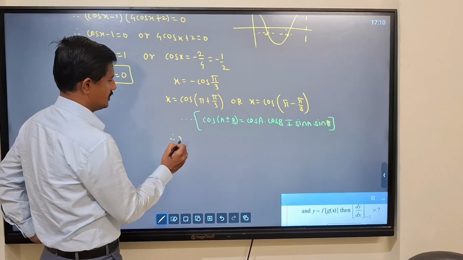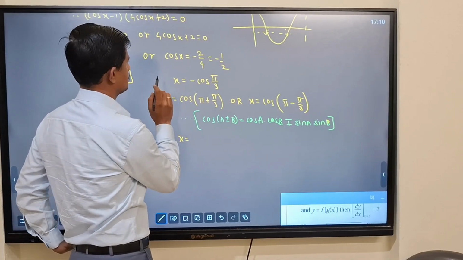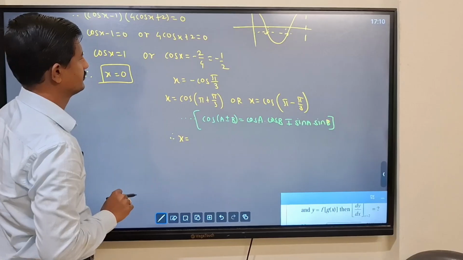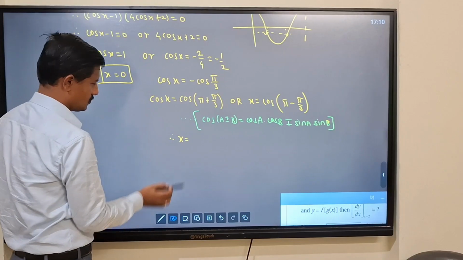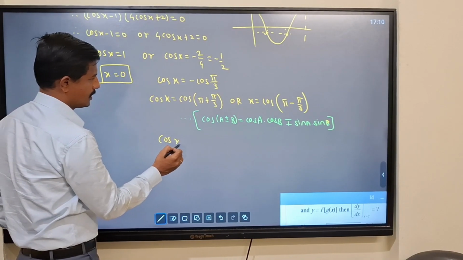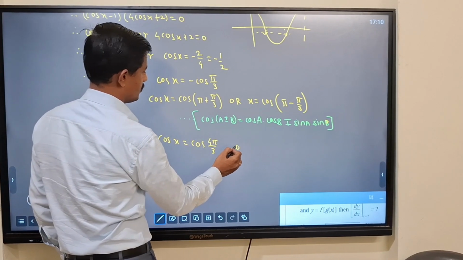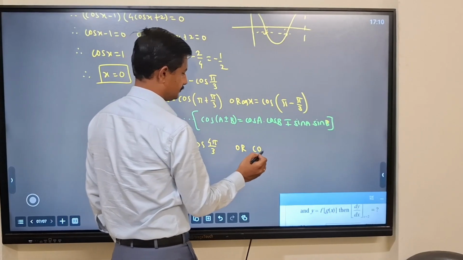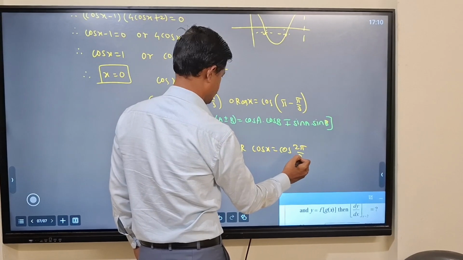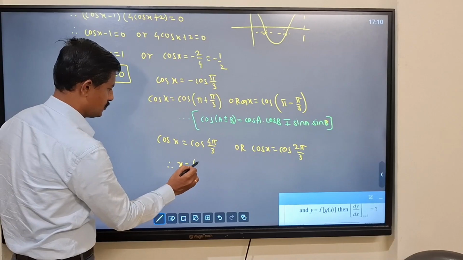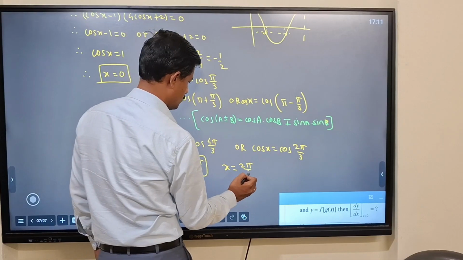Now see, therefore x becomes, simply, cos x equal to, I will write this down, therefore cos x becomes cos of 3 plus 1, 4 pi by 3, or here it becomes cos x equal to cos of 3 pi minus pi, 2 pi by 3. Therefore, x is 4 pi by 3 and x is equal to 2 pi by 3.